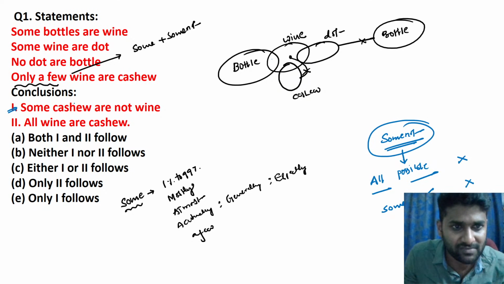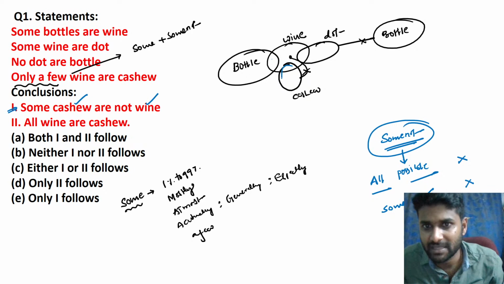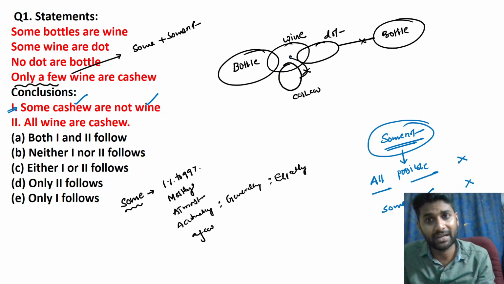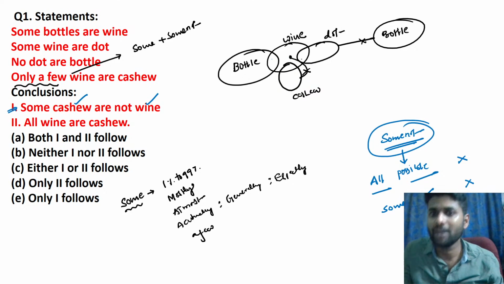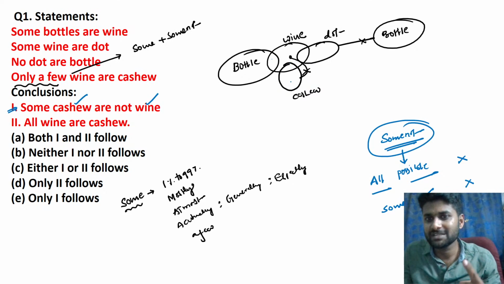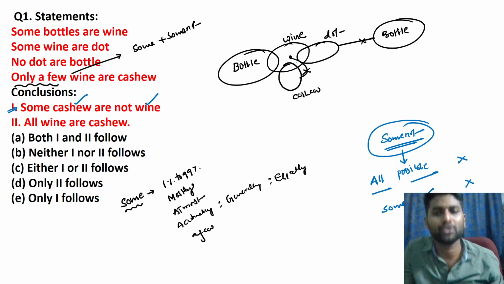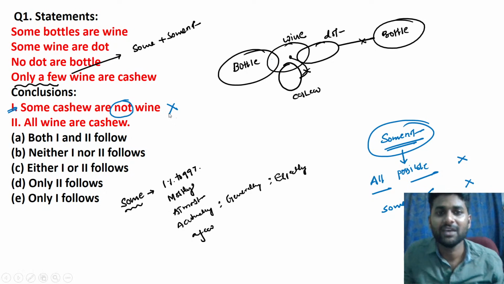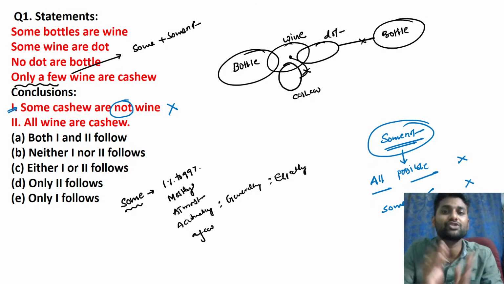So let me verify in this way. Cashew or wine. See, guys, here there is a cashew and wine. We already know that we can't represent all wine in the cashew, but we can represent all cashew in the wine. If you represent all cashew in the wine, definitely we can represent some cashew in the wine. But here the conclusion says there is no chance. That's why the answer is wrong. Why? Because we can assume all cashew in the wine. In the same way, we can assume some cashew in the wine.